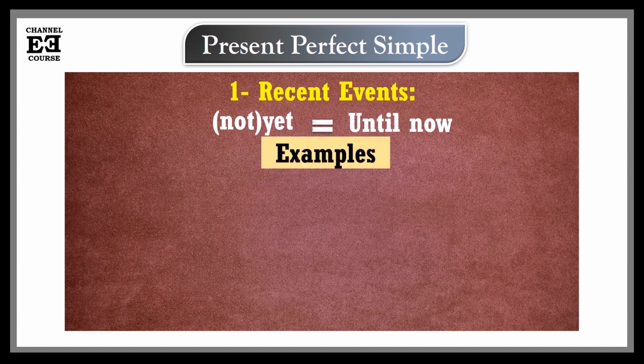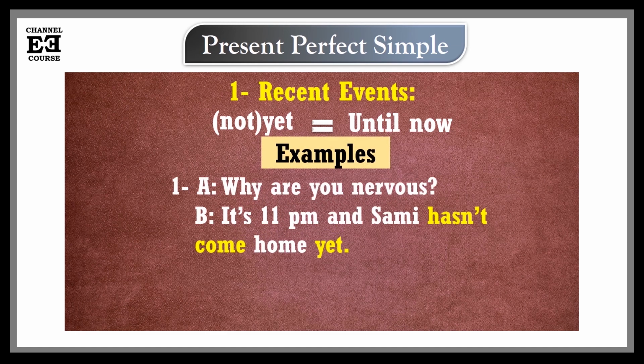The word yet is also very common and well known, especially in negative sentences. Let's check this example. Why are you nervous? It's 11 p.m. and Sammy hasn't come home yet. The speaker here means that it's too late and Sammy hasn't come up to that moment.